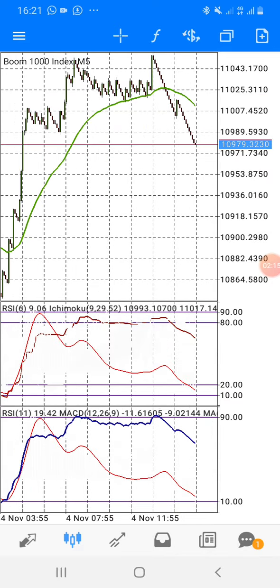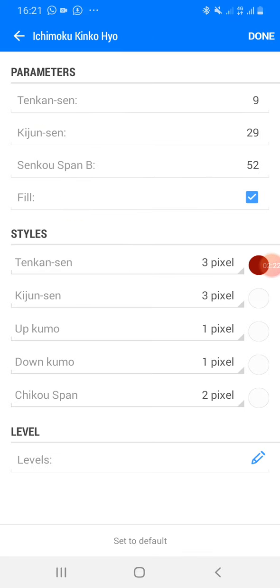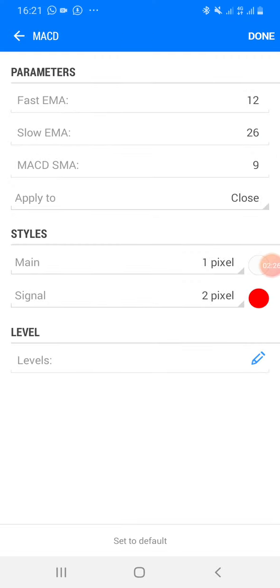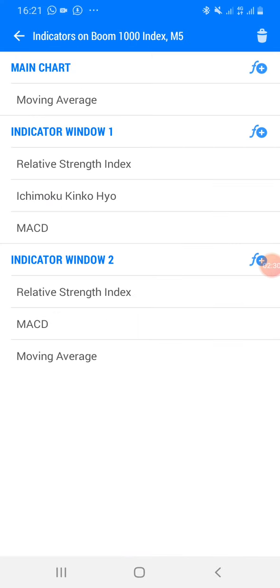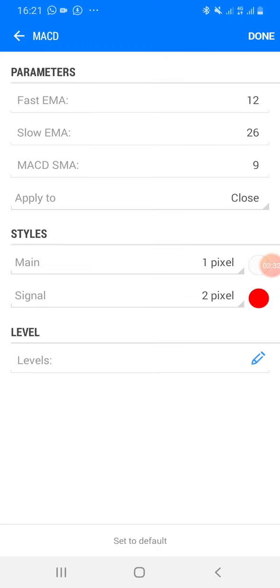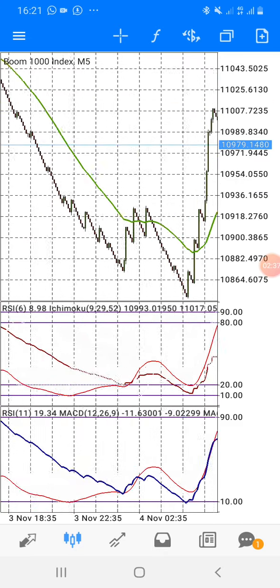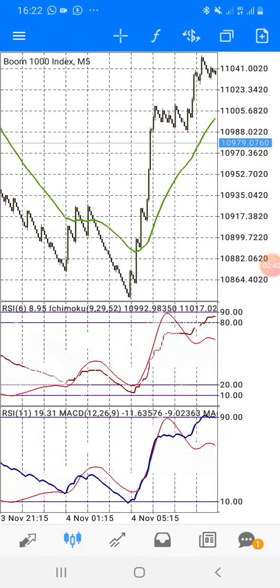I will also leave the link of the previous video so that you get the settings, but I will quickly go through them so that I don't waste time for those that keep following my work. The only new thing here is the exponential moving average with period 50, which is the green one on the main chart.